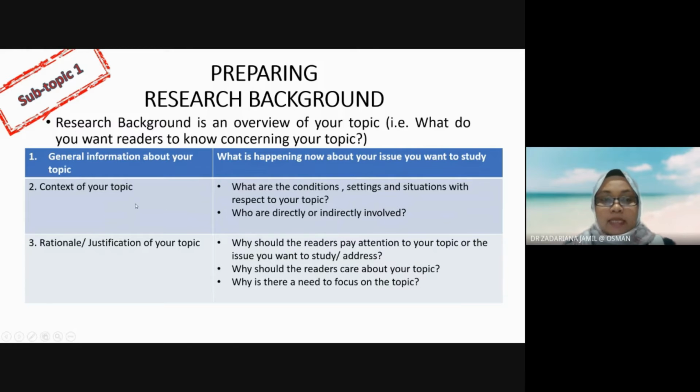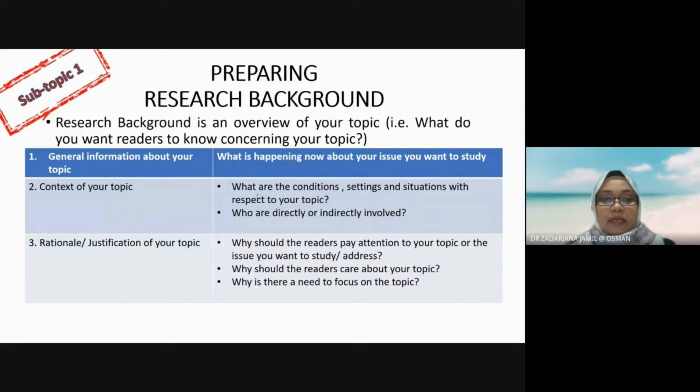Secondly, the research background is a context of your topic, related to the conditions, settings, and situations with respect to your topic. So you need to know the current situation of your topic, the previous situation of the topic, and who is directly or indirectly involved.